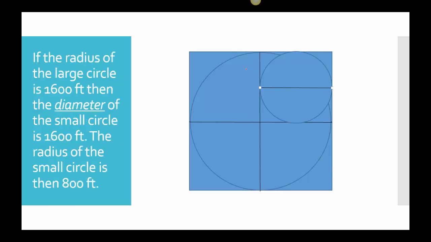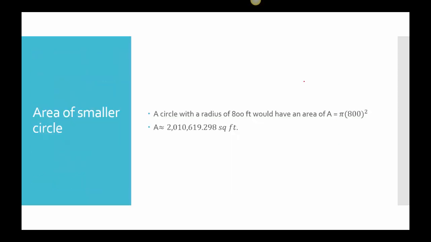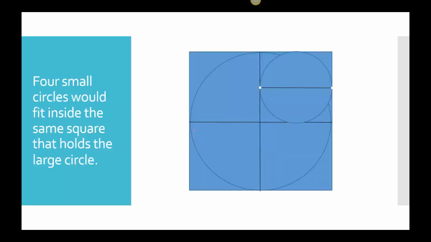So the radius of the large circle is 1,600. So that says this is 1,600, which means that would be the diameter of this little circle. So if I break that in half, this would give me 800 right here. So 1,600 here, half of that, 800, is the radius of my small circle. All right. So I take that 800, I square it, I multiply by pi, and it gives me 2,010,619. That's for the little one.